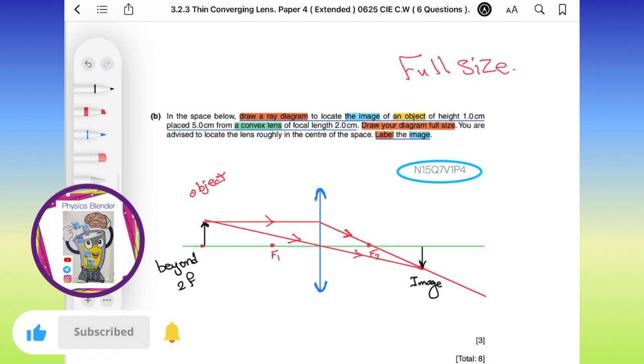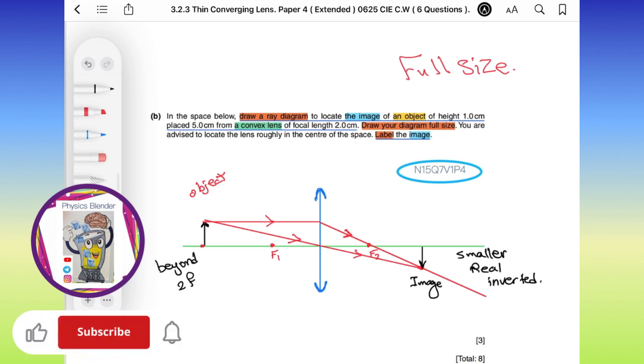If you would like to describe the image here, you will see the image is smaller, real, and inverted. And if you compare its height, you will find its height is smaller than 1 centimeter, the actual height of the object. Is it clear? Okay, so this is very important.